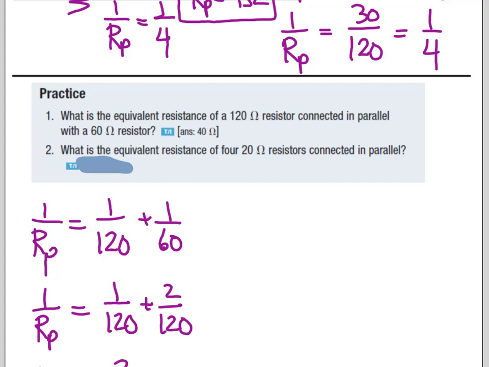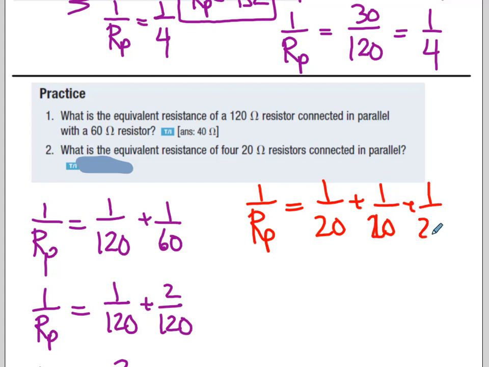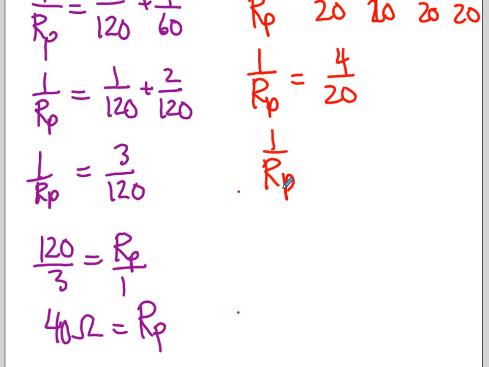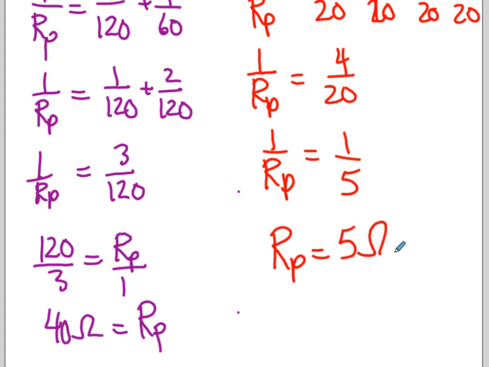What is the equivalent resistance of 4 20 ohm resistors? Okay, so 1 over RP. Now we could do this plus plus a whole bunch of times, or we could multiply them. Okay, but we'll do this. There's my 4 20s. 1 over RP becomes 4 over 20. 1 over RP, oops, went right off the screen. RP is 1 over 5. RP is 5 ohms. Cool? Okay, so please make note that line there to there is where most people make their mistakes.